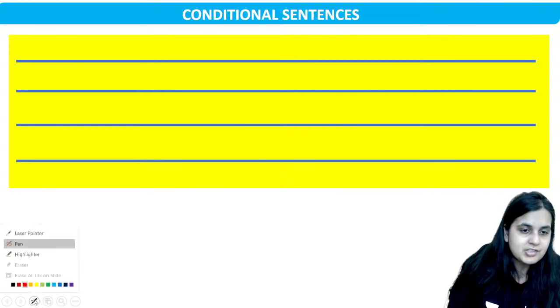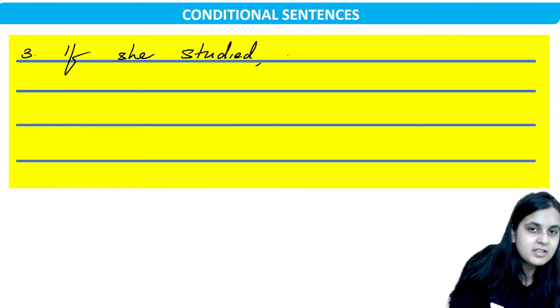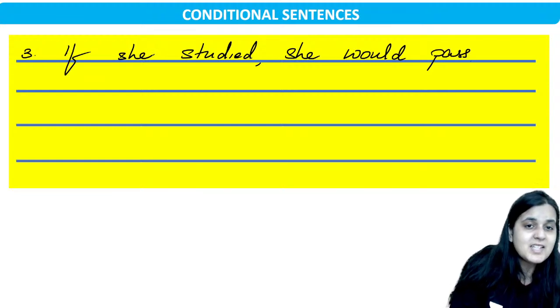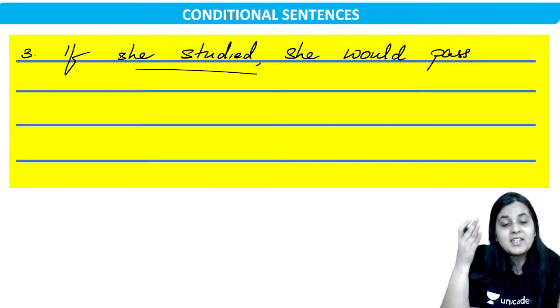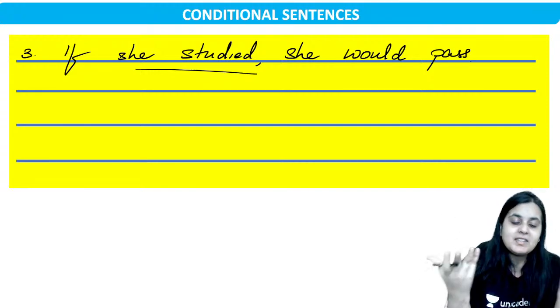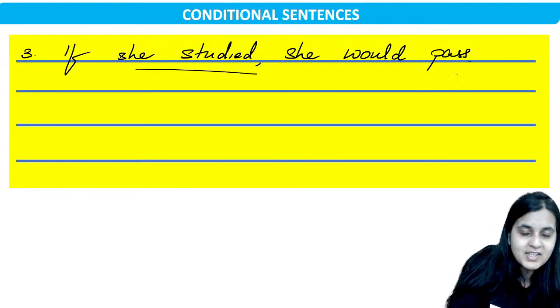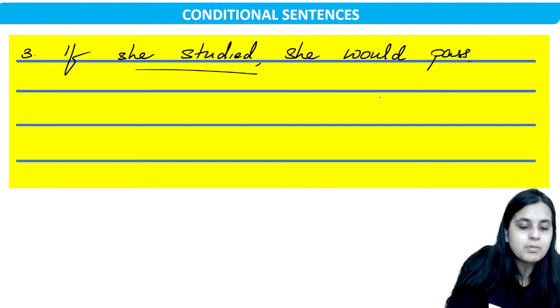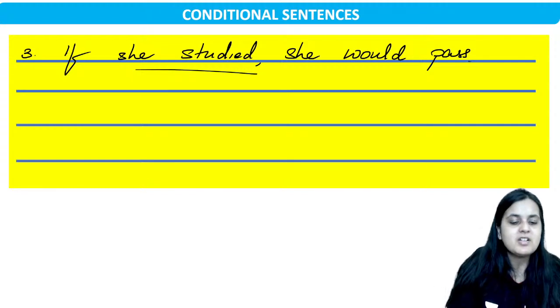Third one. The third conditional sentence. If she studied, she would pass. What does this mean? It means if she studied, she would pass, but she does not study. If she studied, she would pass means this is very unrealistic or very improbable. The chances of it happening are very low because she just does not study. If she studied, she would pass, but she does not study.